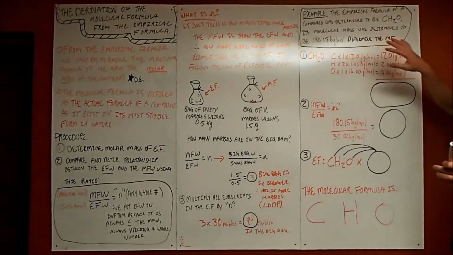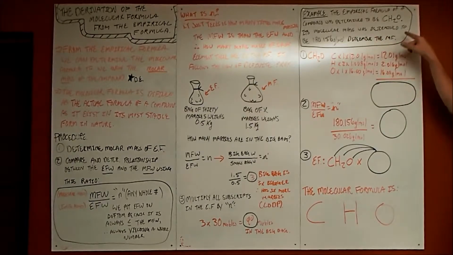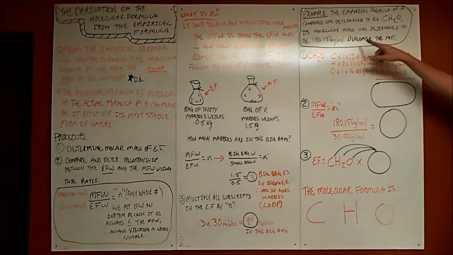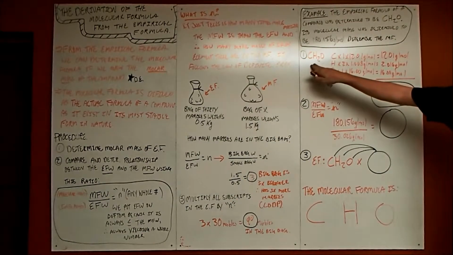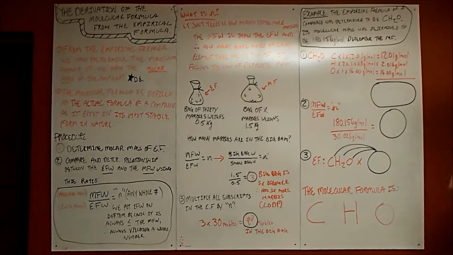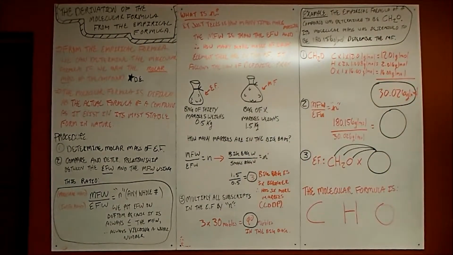Here's an example. The empirical formula of a compound was determined to be CH2O, so carbon, hydrogen, and oxygen. Its molecular mass was determined to be 180.156 grams per mole, so its molar mass. Determine the molecular formula. The first thing we do, per the procedure, is determine the molar mass of the empirical formula. We just take carbon, 2 hydrogens, and oxygen, and add them up, and we get 30.026 grams per mole.